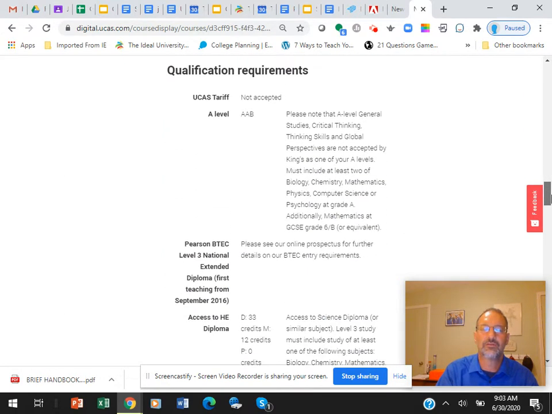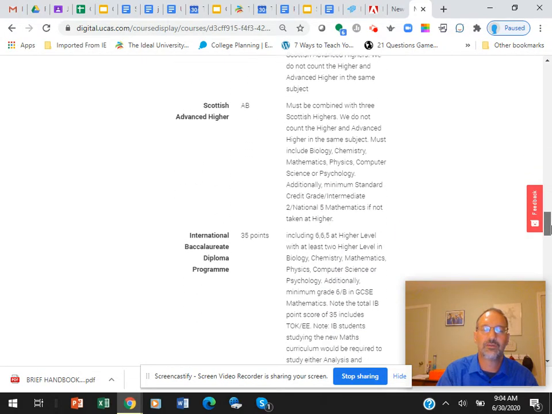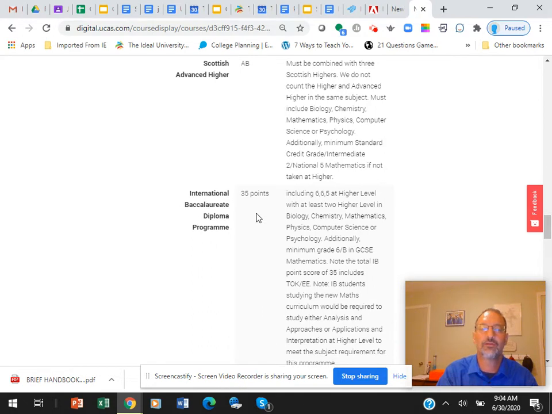Entry requirements. So this is where you may or may not, you don't know this at this point, but International Baccalaureate. So they want 35 points, including 665 at higher levels, at least 2 higher level in biology, chemistry, math, physics, computer science, or psychology. Okay, so if one of your higher levels is psychology and the other is chemistry, you're fine. If it's psychology and biology, any two.